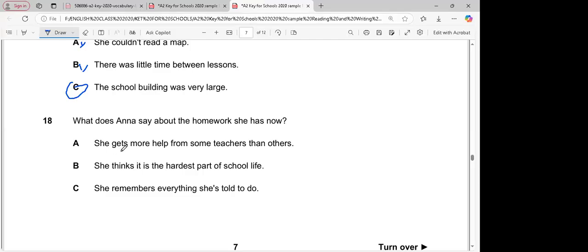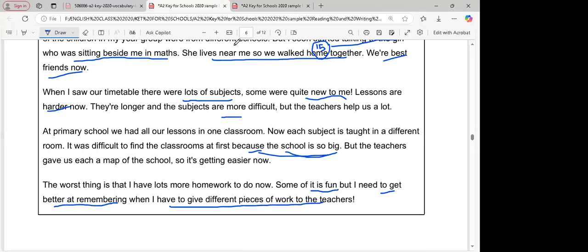So she gets more help, doesn't mention the answer A. No clues for the answer A. For the 18th answer, A is not matching. She thinks it is the hardest part of the school life. She remembers everything? She doesn't mention that either. So the answer we can go for is B only, because she thinks it is the hardest part. Hardest part, the worst thing: I have lots more homework to do. Okay, so when comparing with all the other options, this is the answer.